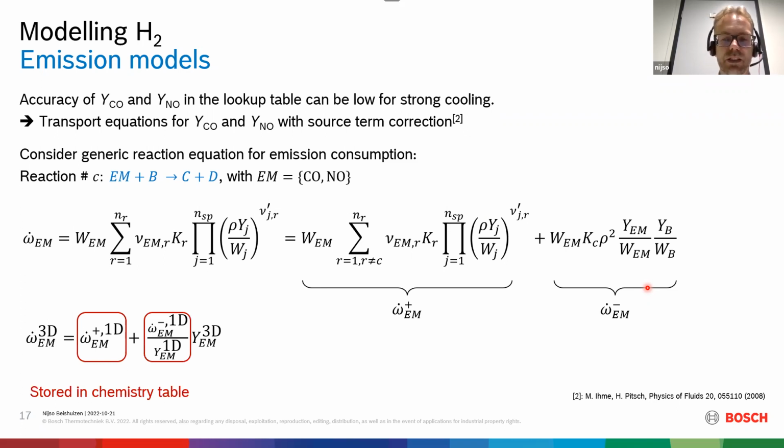We can also split the source term that we need in the transport equation for the progress variable into a production term and a consumption term, because the consumption term is linearly dependent on the mass fraction of the species. So for the 1D simulations, we divide this term by the 1D mass fractions, and in the 3D simulations, we multiply it with the 3D value from the transport equations. In this way, some influence of cross diffusion can still be taken into account, and we get an even more accurate solution, especially for CO.